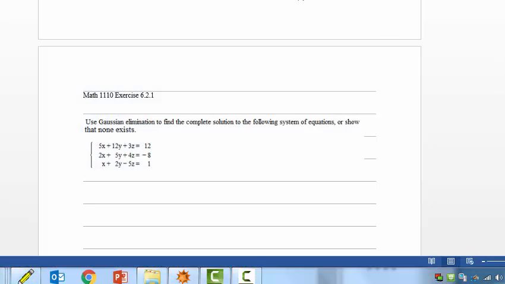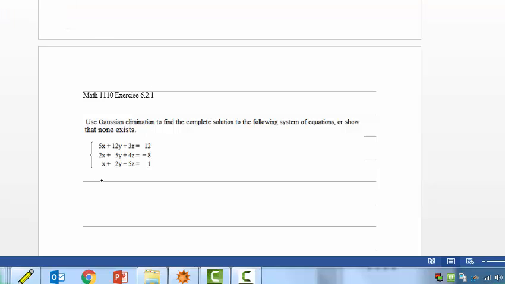Okay, so here we want to look at 6.2.1, and on this particular problem we want to use Gaussian elimination to find the complete solution to the following system of equations or show that none exist.